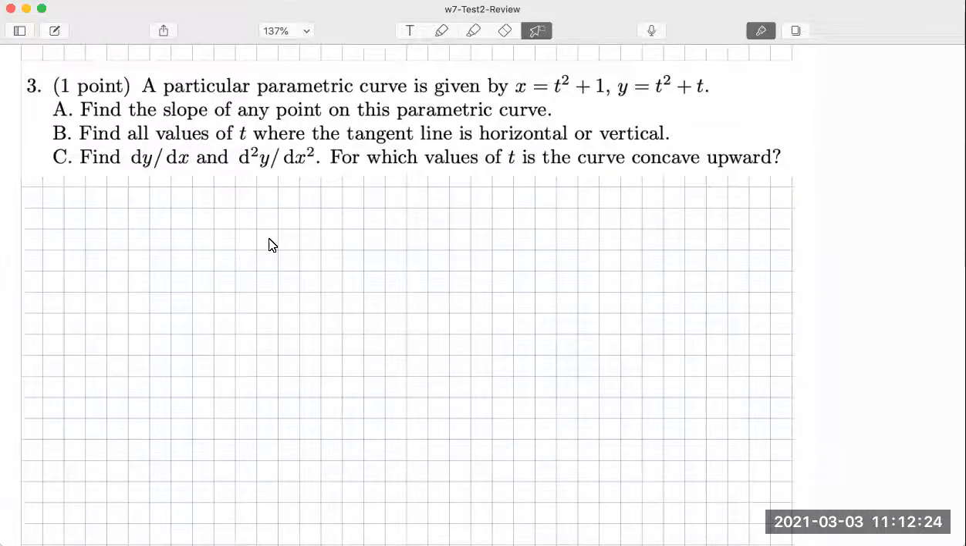Now let us continue with question 3 here. We're given the parametric curves given by these equations. Okay. Let us do question A.